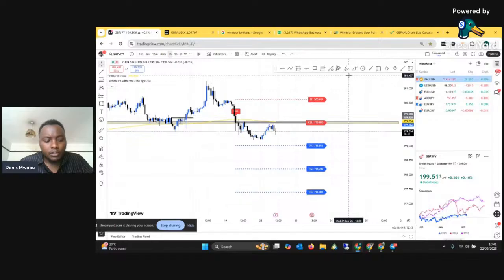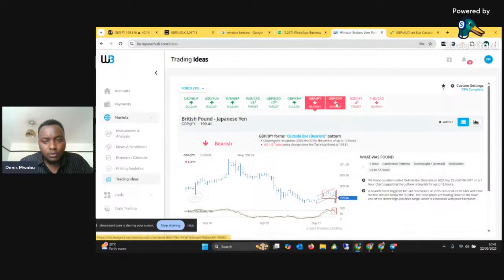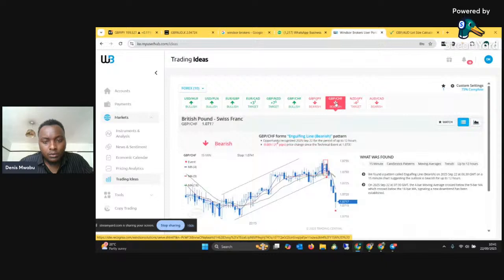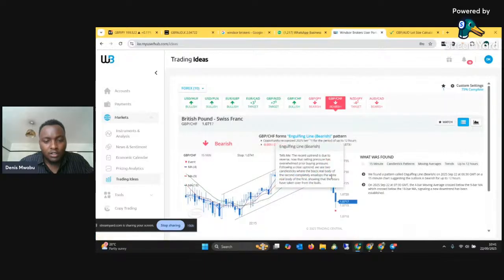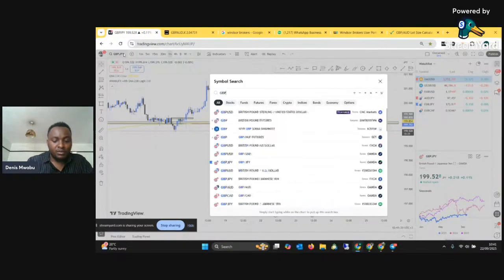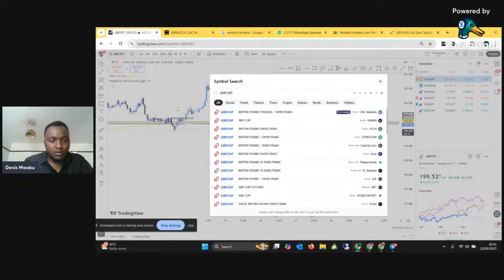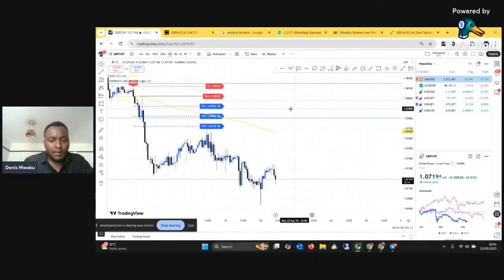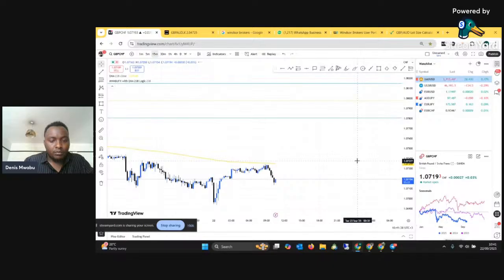Okay, and then let's see. The GBP-CHF. Take a look at that drop. GBP-CHF, on the 15 minutes time frame.